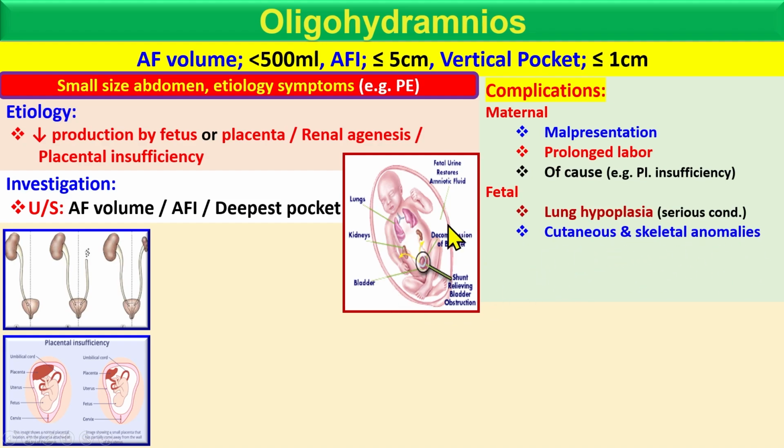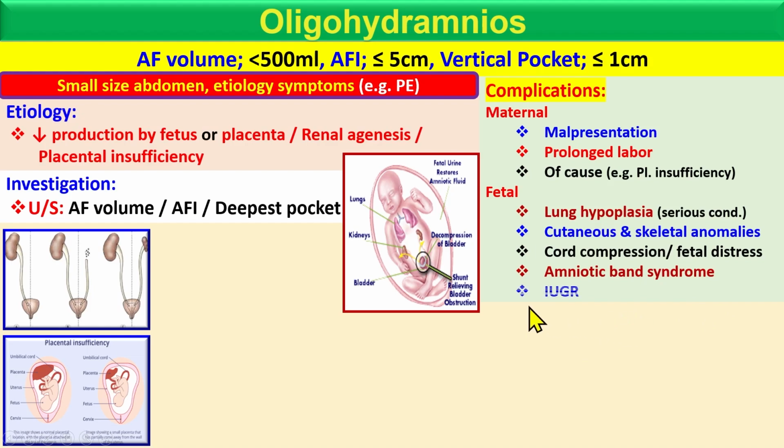Why do these happen? Because the limbs of the fetus are continuously moving, if there is low fluid it can cause some injuries, which later present as anomalies. There are some cutaneous anomalies, meaning skin, and some skeletal limb anomalies. There can also be cord compression or fetal distress, amniotic band syndrome, and IUGR, or intrauterine growth restriction.